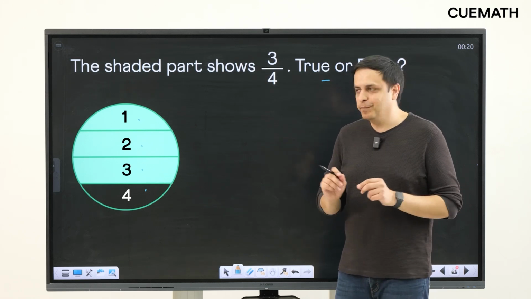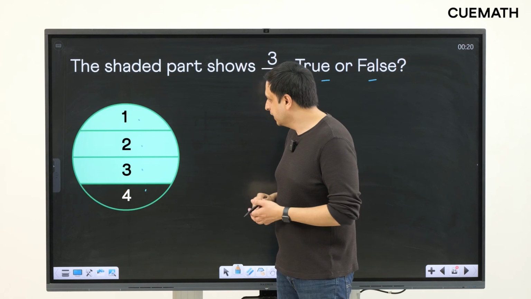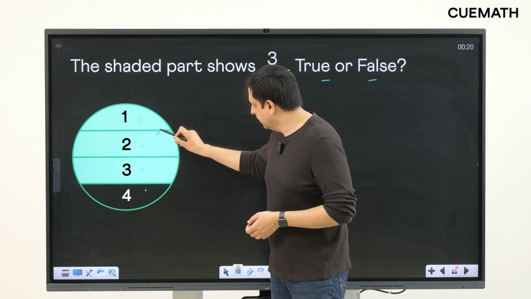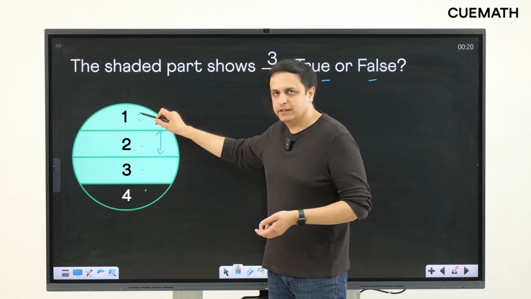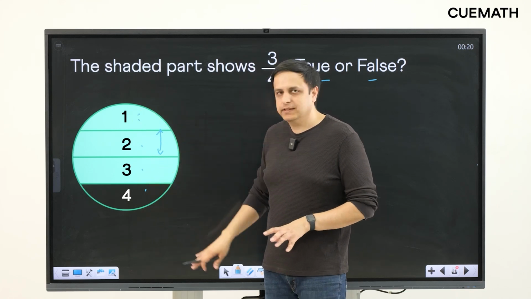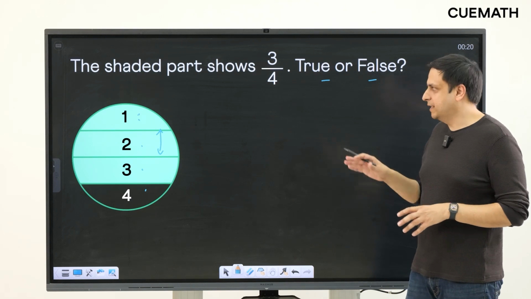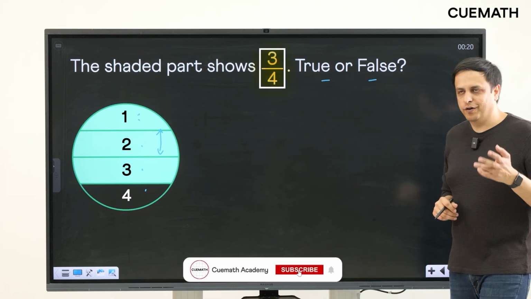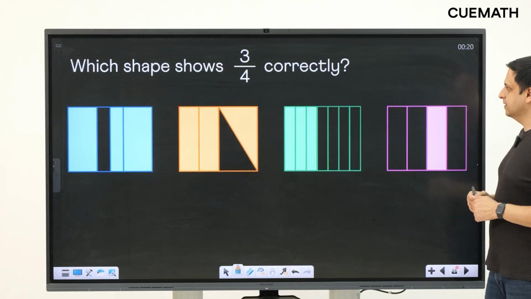Well, not really, because the 4 parts in this case are not equal. You can clearly see, for example, the second part here is more in area than this first part here. So these 4 parts are not equal, and therefore the shaded region does not represent the fraction 3 over 4. So this is false. Here's the next one.